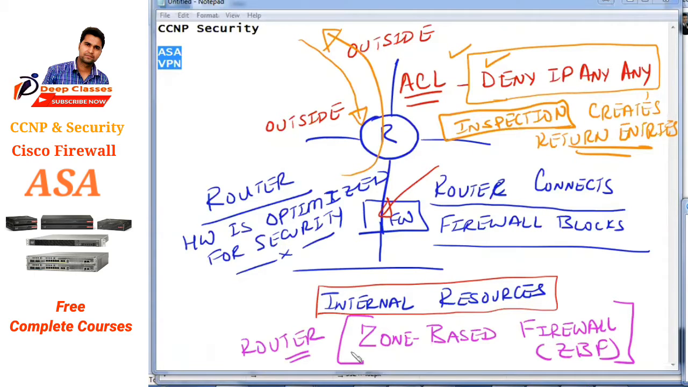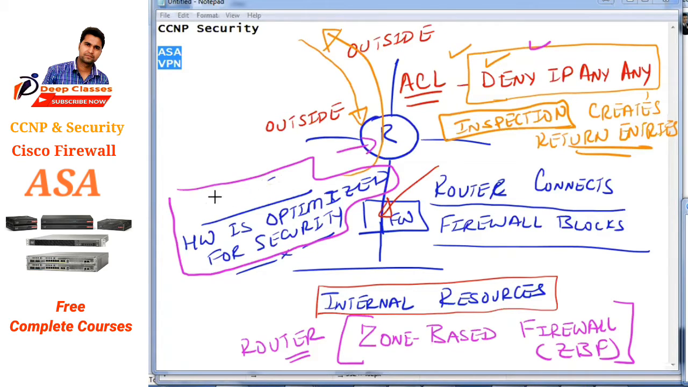We'll give you similar functionalities as a firewall, but on a router. Not the ACL, as you said, Gopalan, but using a zone-based firewall. Having said that, the issue that I have with that is the router hardware is not optimized for security. Sorry, this was supposed to be the firewall. The firewall hardware is optimized for security. The router is optimized for what?